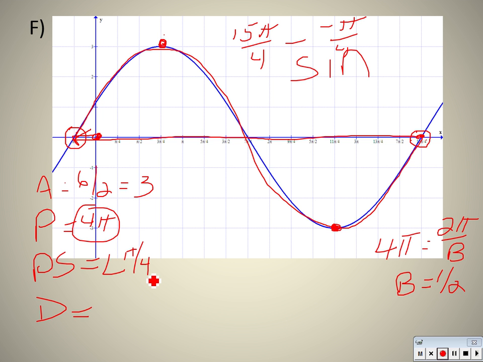And then the displacement, if you notice here, both your maximum and minimum values have y coordinates that are opposites. So that's telling me here that there really isn't any displacement for this graph.